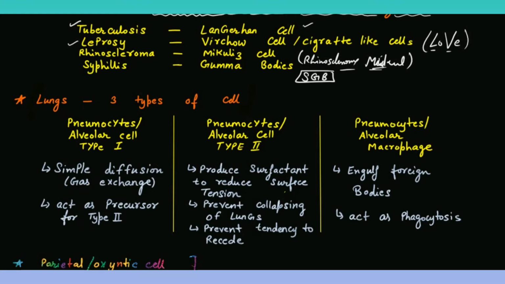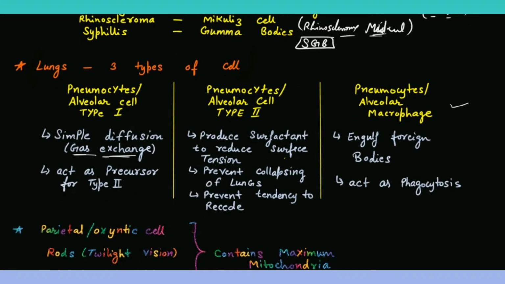So these are the three types of cells present in the lungs. Remember that alveocyte type 1 undergoes simple diffusion, or gas exchange. So if there is gas exchange, which cell of the lung is responsible? That is alveolar cell type 1. Then second, pneumocyte or alveolar cell type 2. They produce surfactant. What does the surfactant do? It reduces the surface tension.